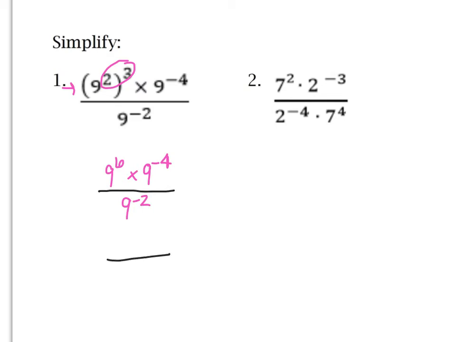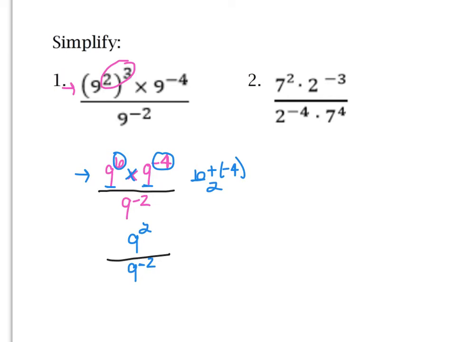I still have my numerator that I can simplify, but again, now instead of moving my negative exponents, I'm just going to use my exponent rules. I am multiplying with like bases, so my base stays the same, and I need to add my exponents. So 6 plus -4. I have different signs, so I'm going to subtract. 6 minus 4 is 2. I have more positives, so this is going to become 9 to the 2nd over 9 to the -2nd on the bottom.